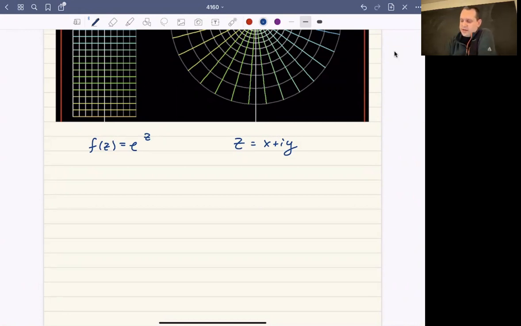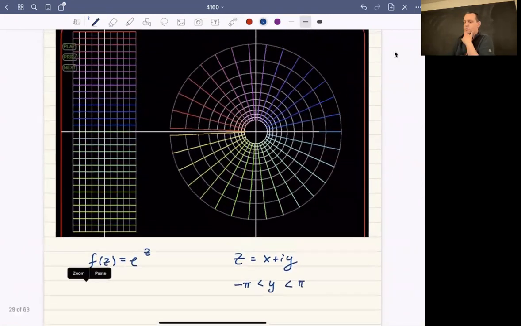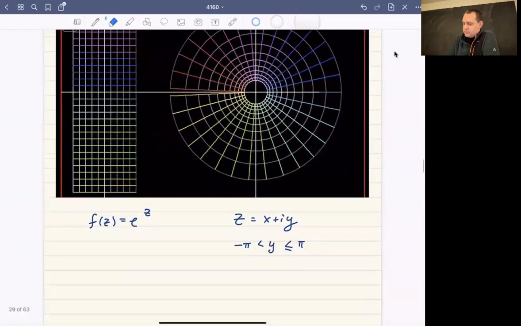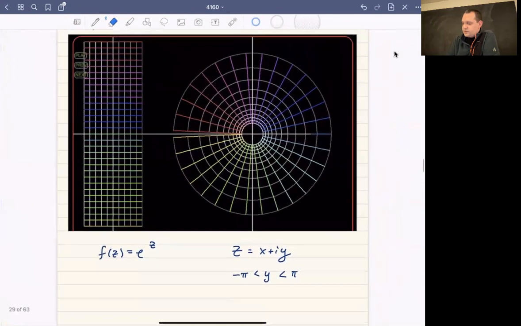So we can let y be anything that we want. Let's say y is again between negative pi and pi. Okay, and so this is what we're going to allow for the function f of z is e to the z. And if we want to, in this case, we can allow one of the endpoints, that's fine. Typically we do not. So this is what the function f of z equals e to the z looks like.